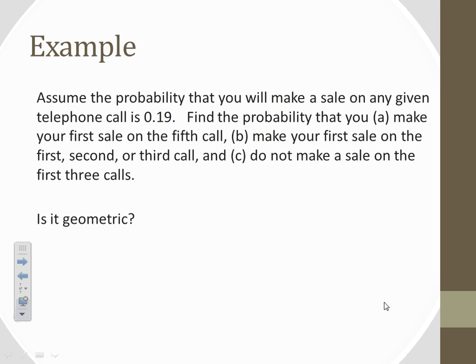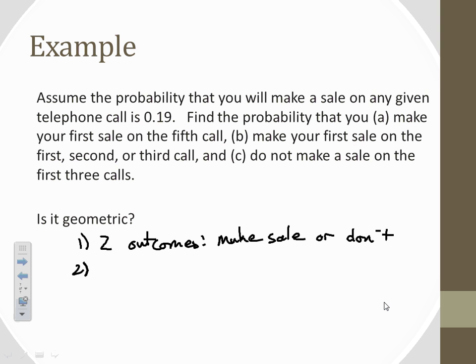Assume that you make a sales call about 19% of the time. So find the probability that you make your first sale on the 5th call. So there it is, until success. Right? And then we can get a little bit more in depth with it. Let's just look at this. Is it a geometric setting? So number 1, are there 2 outcomes? And that would be, yes, you either make a sale or you don't.